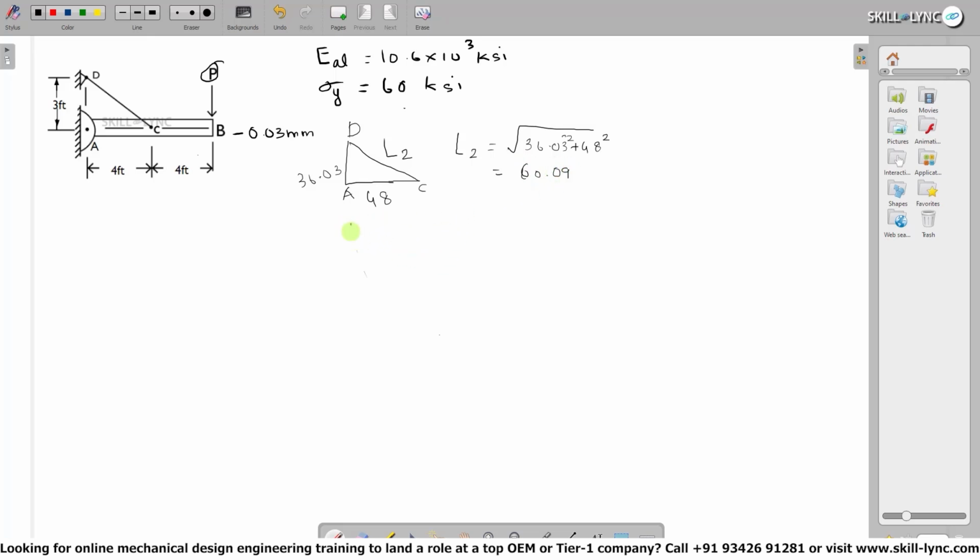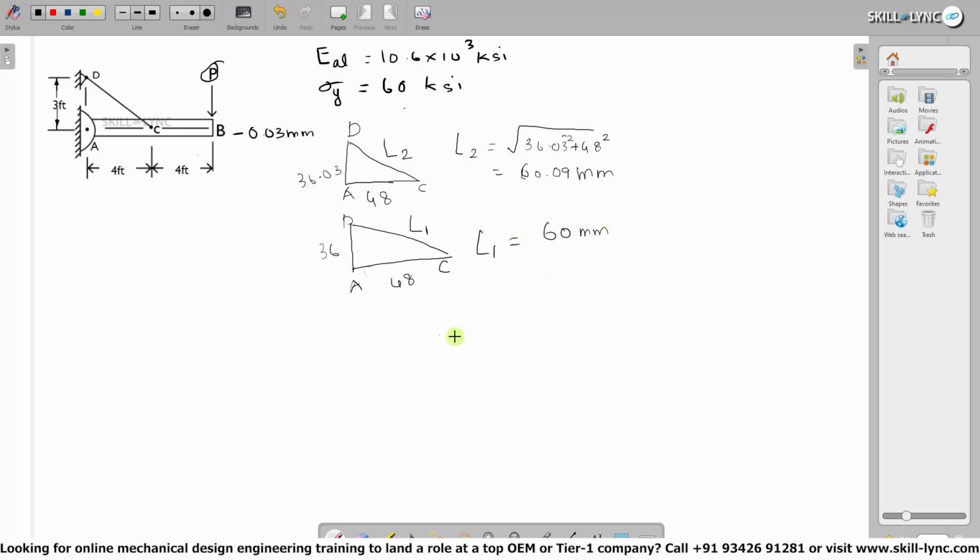In the same way, we'll take the triangle again, but this time it's before the elongation, and we are going to find the value of L1. Again AD is equal to 36 and AC is equal to 48. The value of L1 after the trigonometry calculation is going to be 60. So L2 is 60.09 mm and L1 is 60 mm.